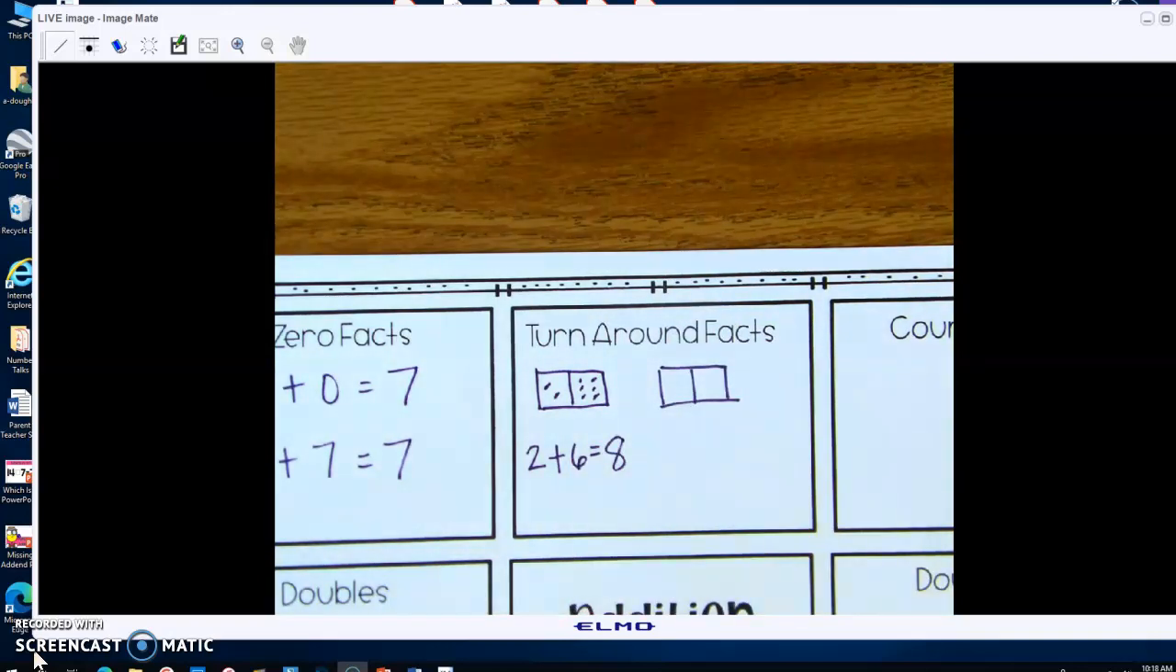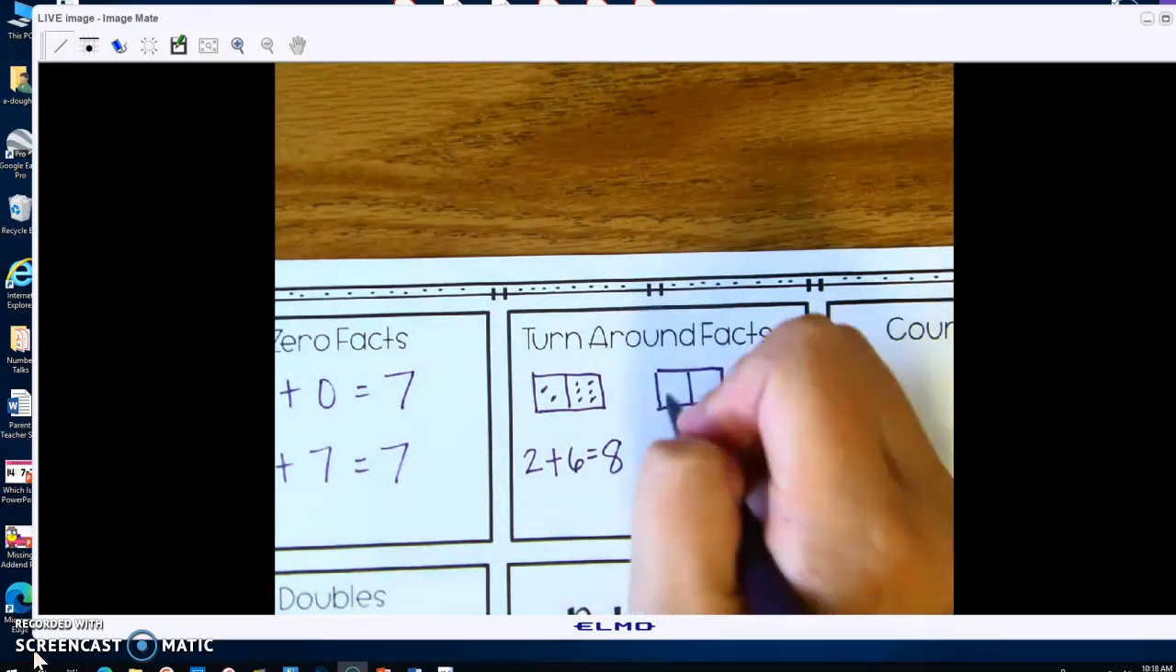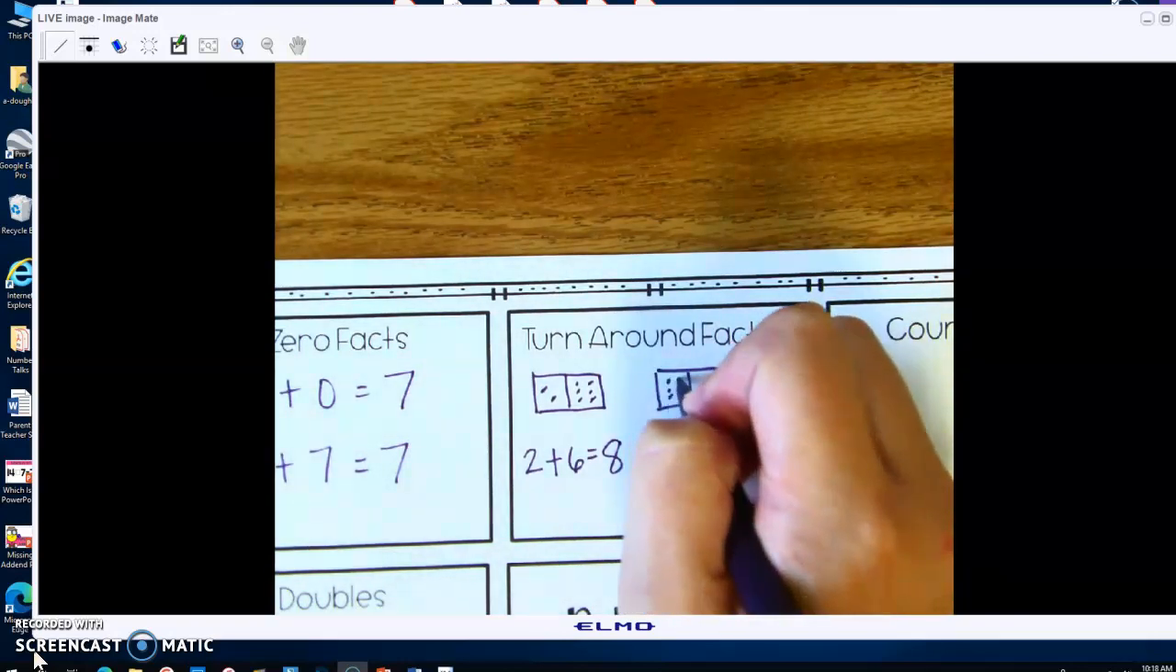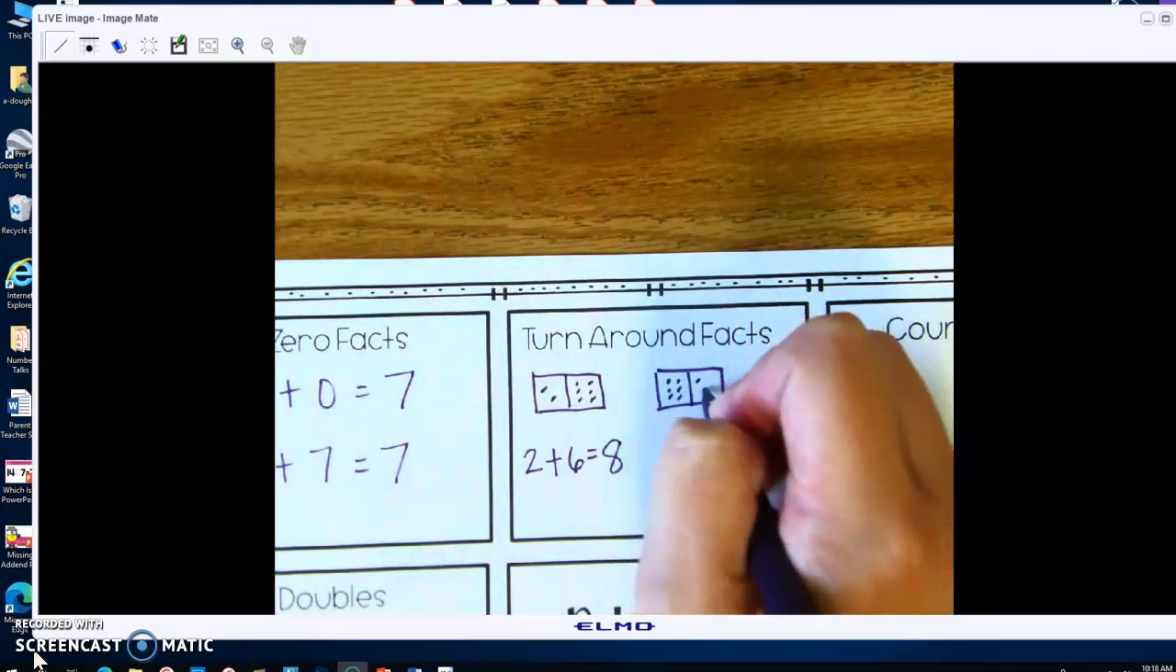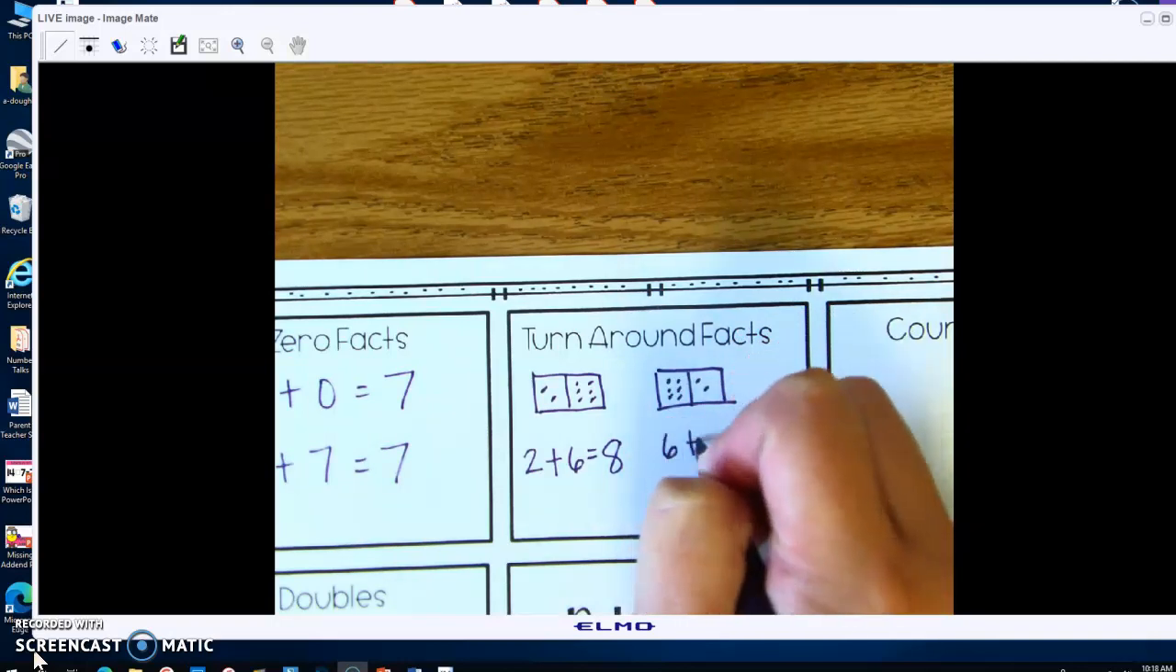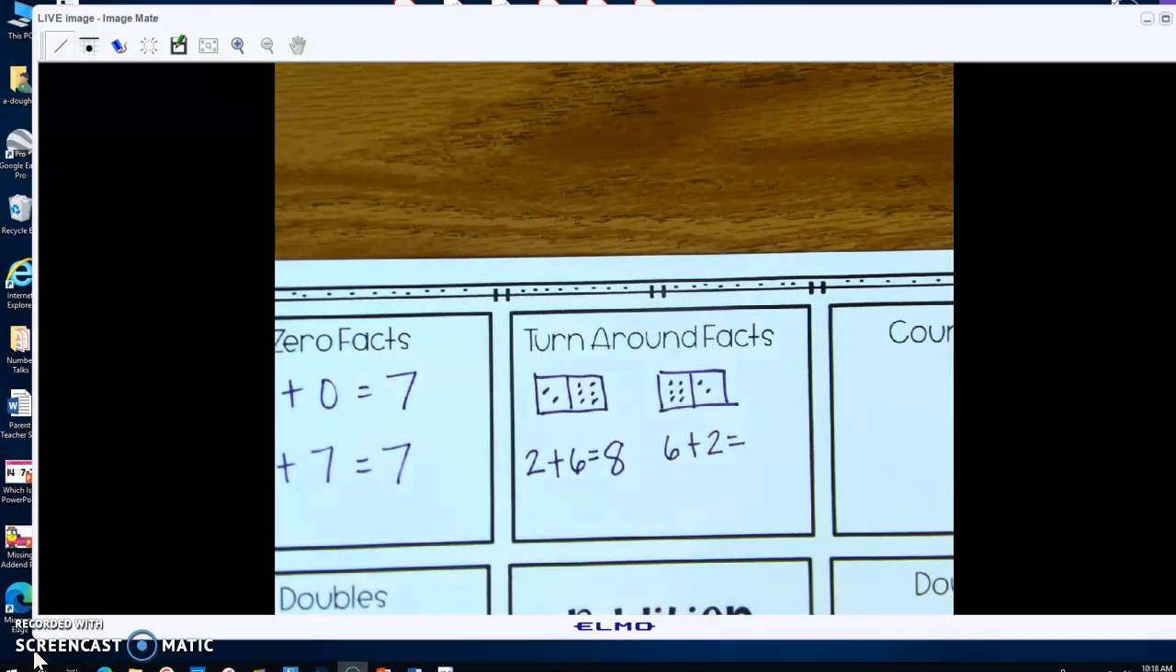Now, a turnaround fact is when we switch them. So instead of 2 plus 6, we would say what? 6 plus 2. So let's draw that on our domino. If we turned our domino around, the 6 would come first. 6 plus 2. We turned them around. Now, does this answer stay the same? Yes.